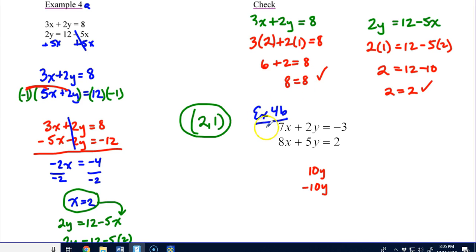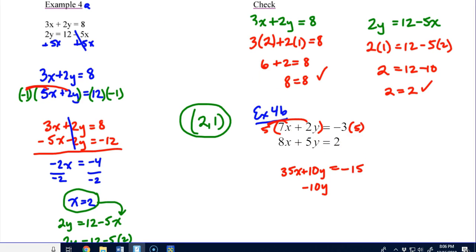So hopefully you considered something and you said, well, I got to multiply the top one by 5, right? Because I want 10 in the y. So I'm going to distribute a 5. I got to multiply the right side of the top one by 5 as well. So I'm going to have a 35x plus 10y equals negative 15.